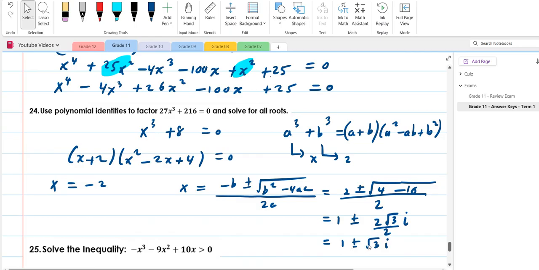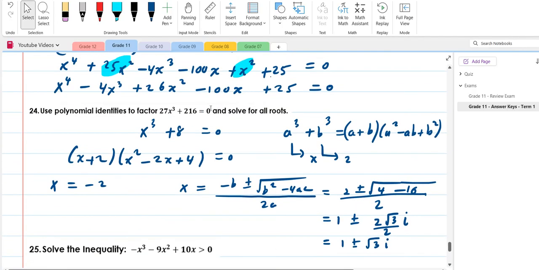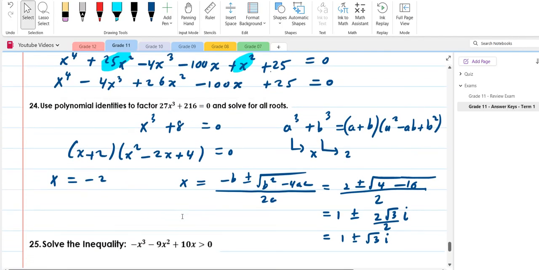So 2 complex roots plus 1 real root gives me 3 roots, and it's x to the power 3, so you must have 3 roots, not necessarily real roots. You can have real plus complex roots. That's why x to the power 3 gives you 3 roots.